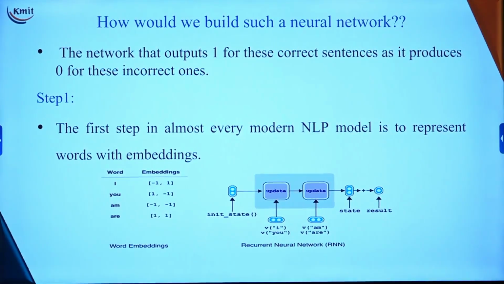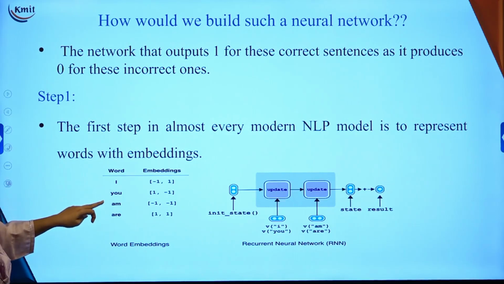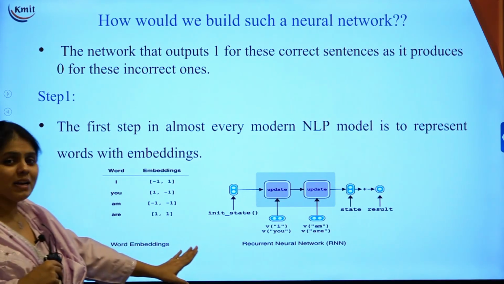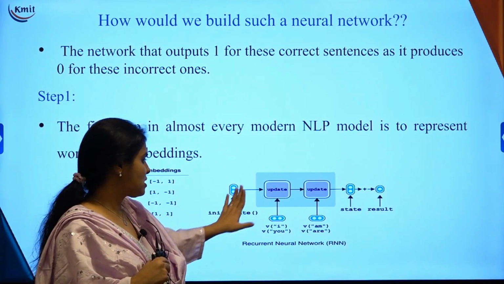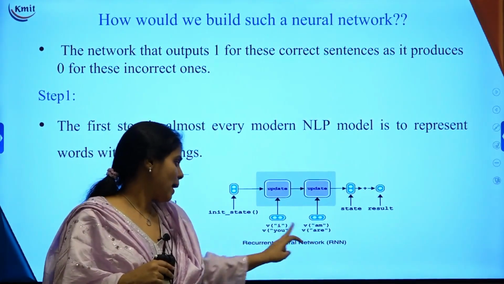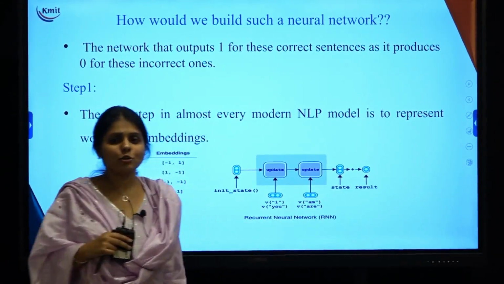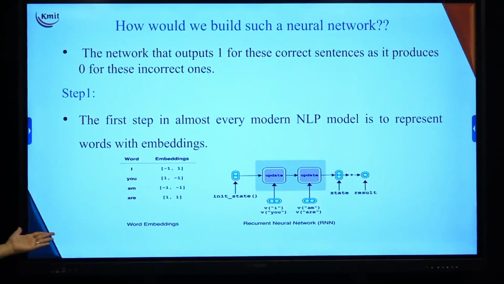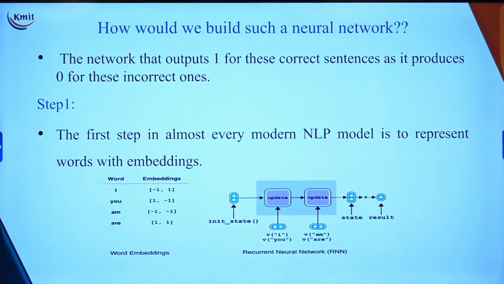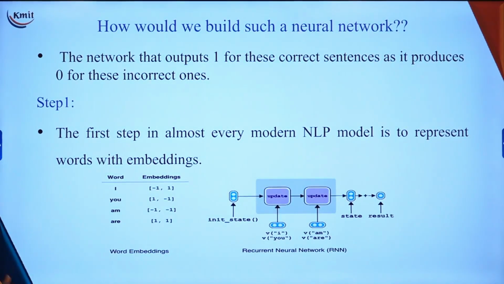First, we take the word embeddings. I have four words: I, you, am, are. I have the corresponding word embeddings of these four words, and I try to build my RNN architecture. I have taken an initial state and two update functions, because I have only two words in each sentence. So I am giving "I am" and "you are." I process this through the state and add that to the result. When I talk about grammatical sentences, my output should be 1 if the sentence is grammatically correct, and 0 if it is grammatically incorrect. So how do we proceed?